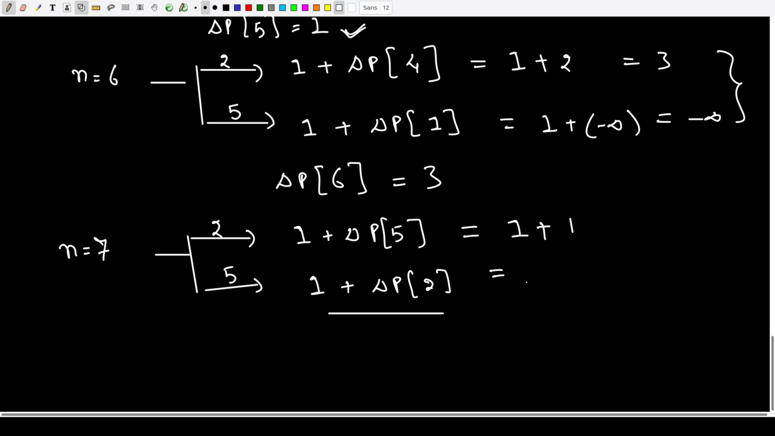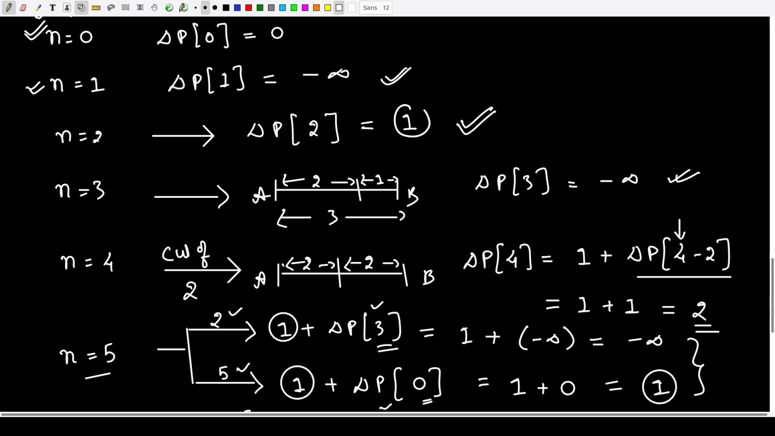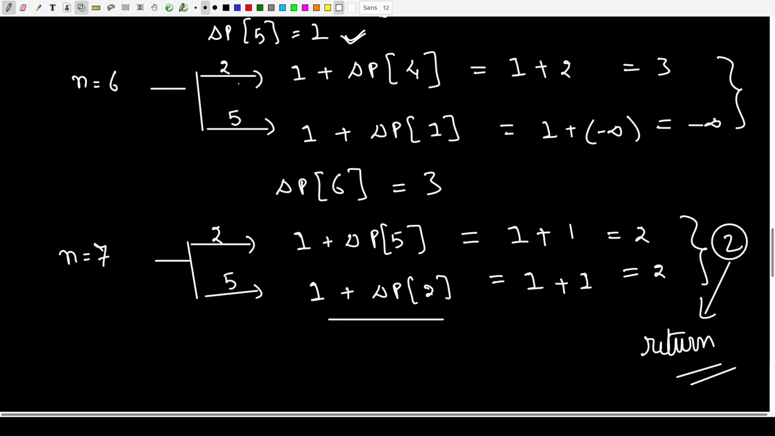And in this case, the value will be 1 plus dp of 2. And the value for dp of 2 is 1. So this will be equal to 1. So from here we got 2 and from here also we are getting 2. And the maximum of 2 and 2 is 2. And this value is what we are going to return. So that's the discussion of the solution, folks.